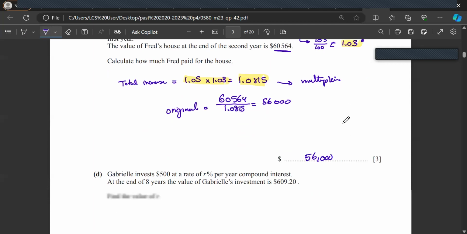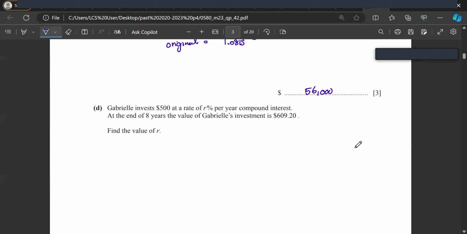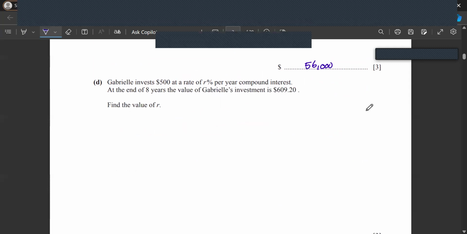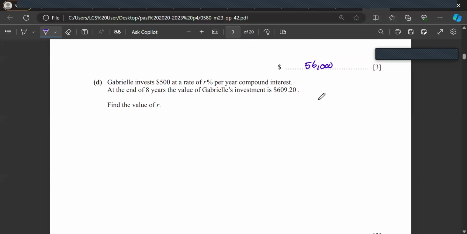Okay. I think this is easy. Gabriel invests 500 at the rate of R per compound interest. At the end of 8 years, the value of Gabriel's investment is 609.20. Find the value of R. What am I going to do? I'm going to put the rule, substitute, then get R. I will do it one time, then we can skip the question of compound interest.